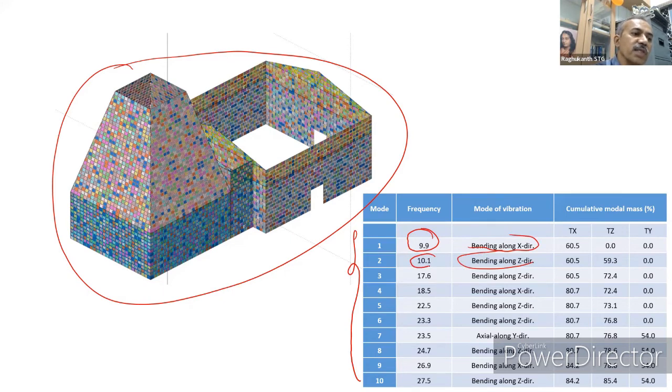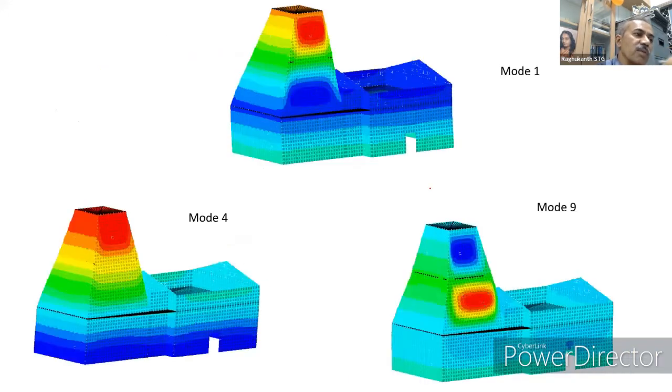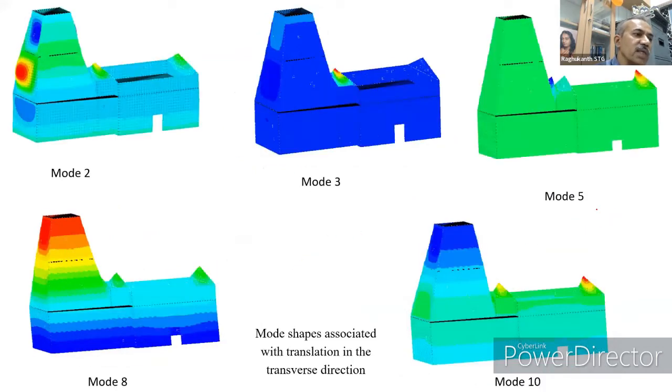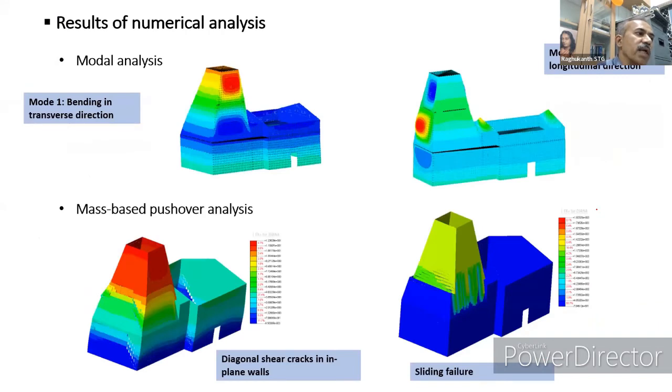The second natural frequency is 10.1. You can see 17.6, 18.5. These are the natural frequencies, and these are the mode shapes, like mode 1, mode 4, mode 9, then mode 2, mode 3, mode 5, mode 8, with translations in the transverse and other directions. This is what we found. Then we did the modal analysis, and then the pushover analysis, a static analysis, to see how the temple is going to break.